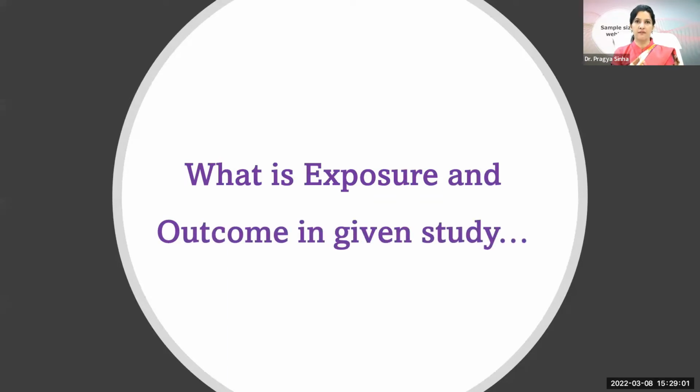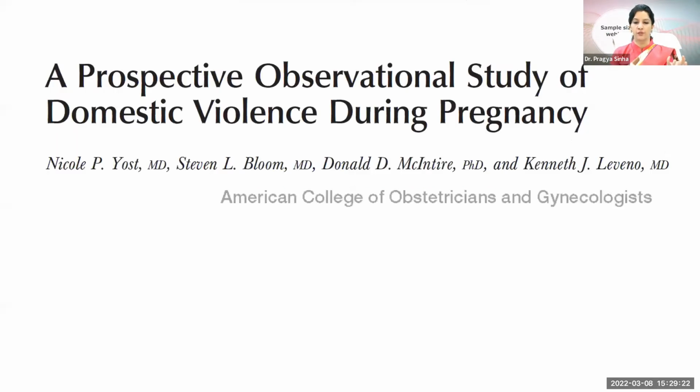So I will give you one example, and you have to identify what is the exposure and what is the outcome. Because if you identify these two things in a research question, it will be very easy for you to calculate the sample size. You also have to identify, in terms of mean and proportion, what outcome measure you are identifying. So just see this title of the study: the Prospective Observational Study of Domestic Violence During Pregnancy. All of you, please type in the chat box, what is the exposure here and what is the outcome?